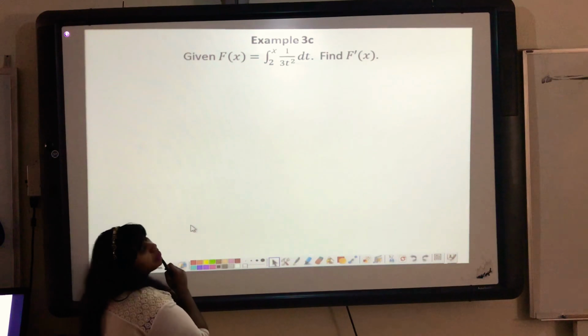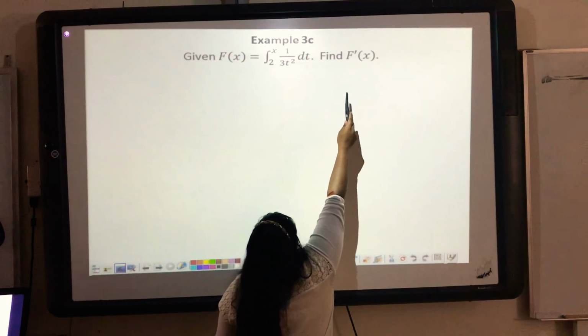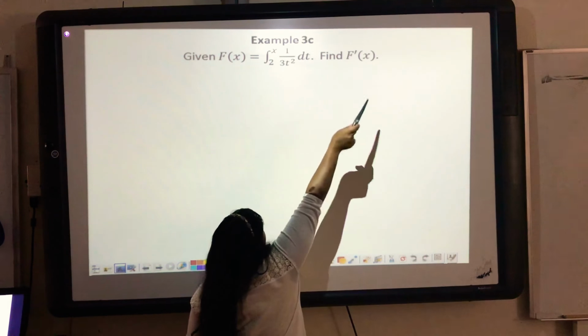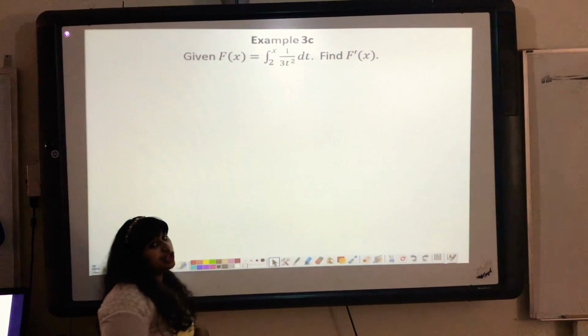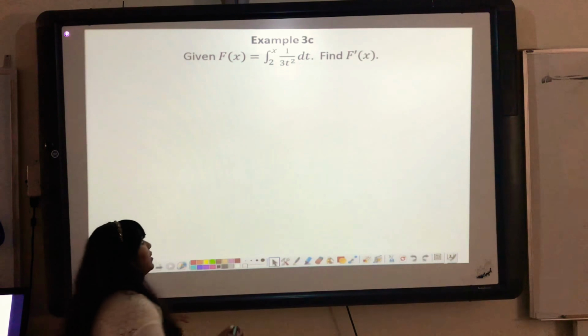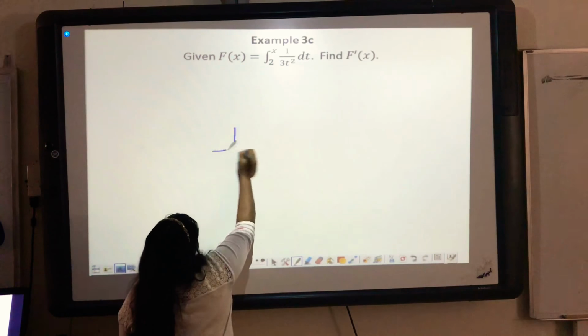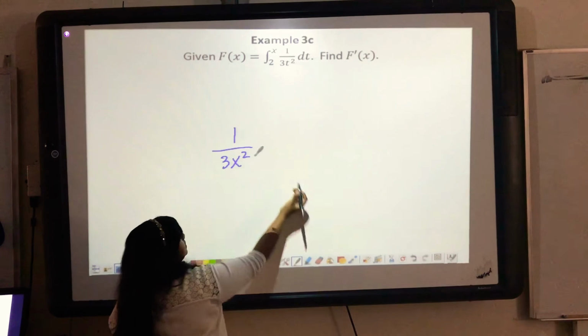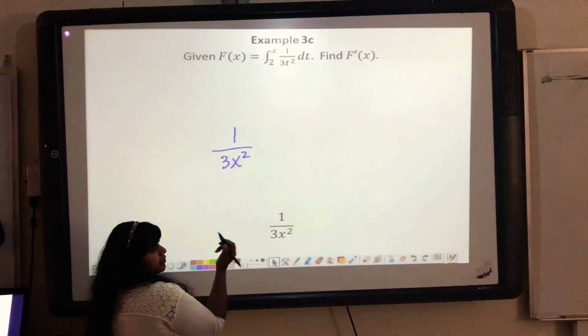All right, well now here we're talking. This is our fundamental theorem. So given this same information, what is f prime? Well, again, we are taking the derivative of my integral, so that means I should just end up with my original function, but we're replacing it with the letter value x. This becomes 1 over 3 x squared. Simple as that. There we go.